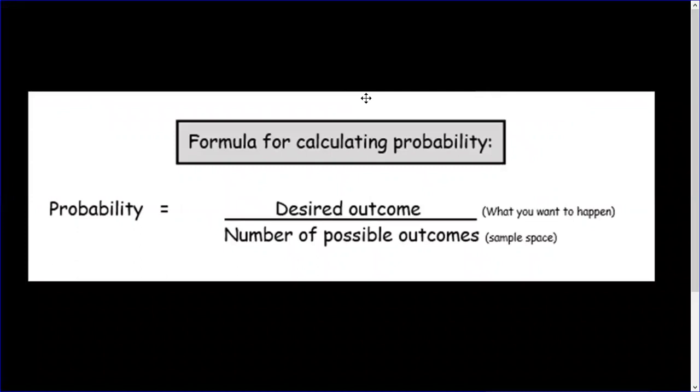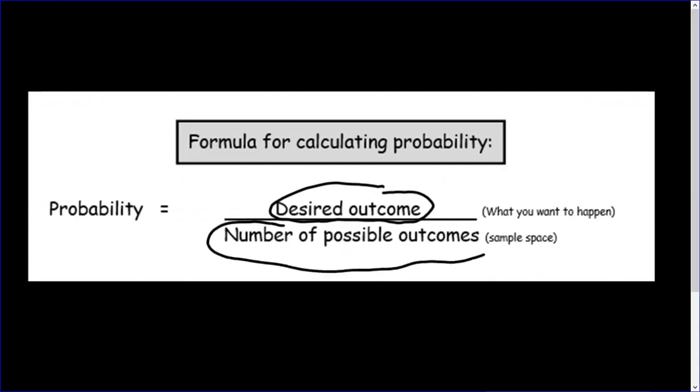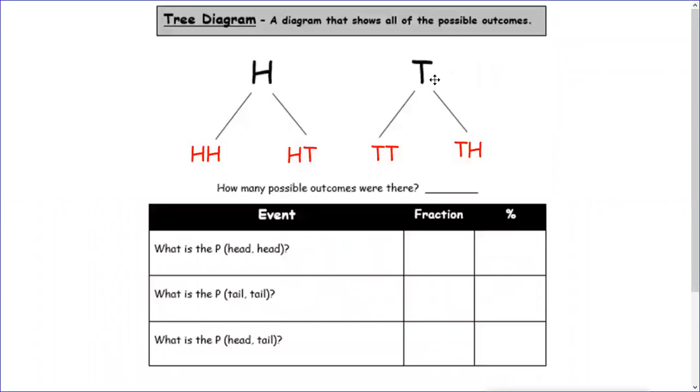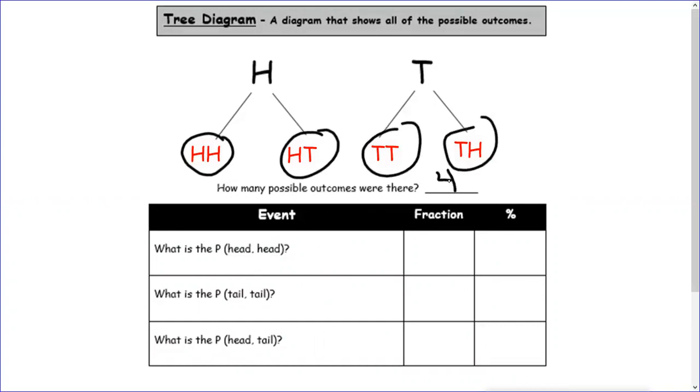Now there is a formula you can use for calculating basic probability. The numerator is the desired outcome. What is it that you want to happen? What do you desire? What's the outcome that you want to happen? And the denominator is the total number of outcomes there are. So in the game that we just played, there were 4 possible outcomes, right? Four possible outcomes.